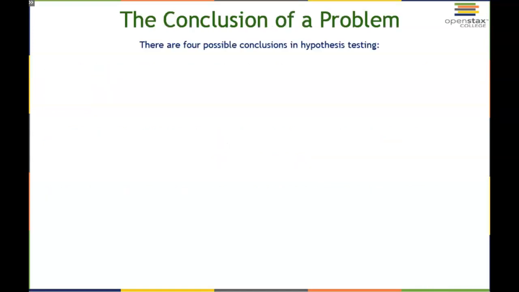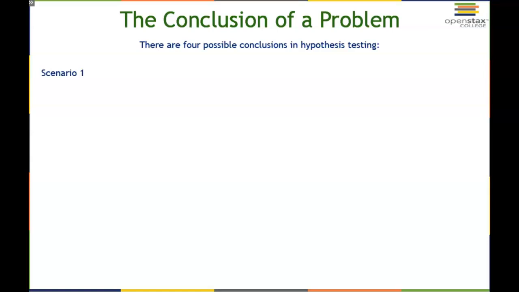The conclusion of the problem is the culminating explanation of what your results were for your test and how it affects the claim. Now, there are 4 possible conclusions in hypothesis testing.